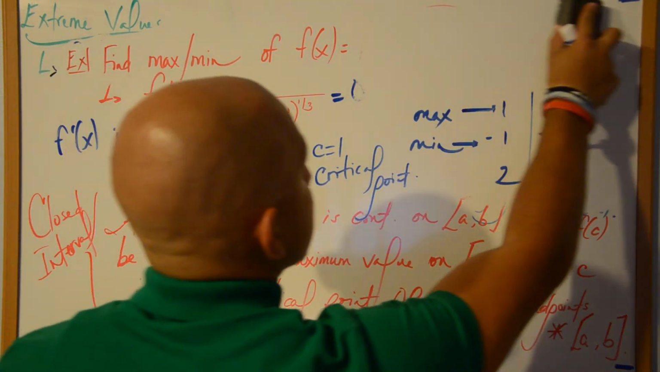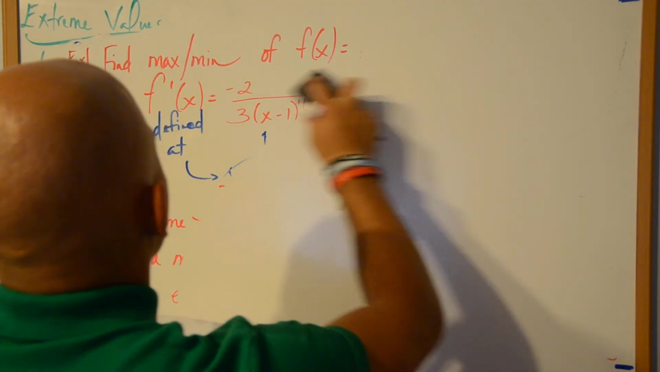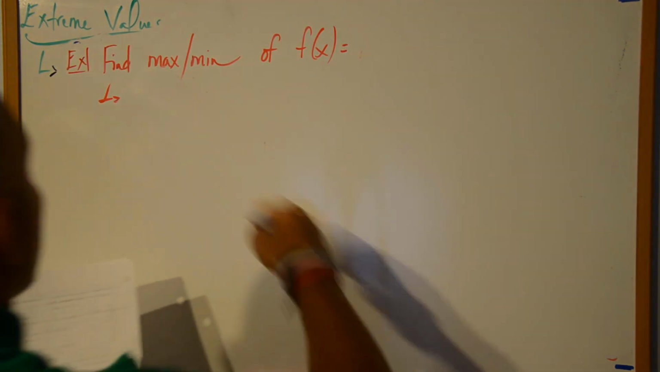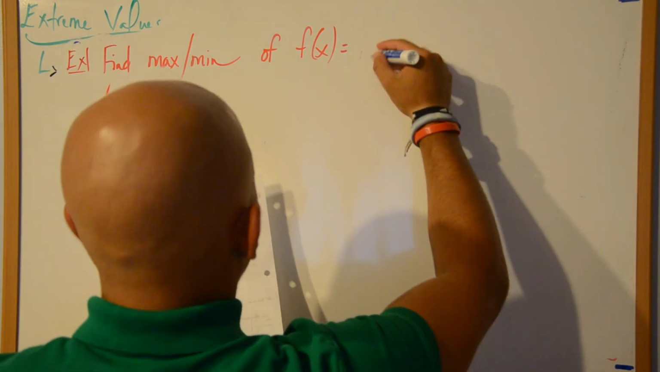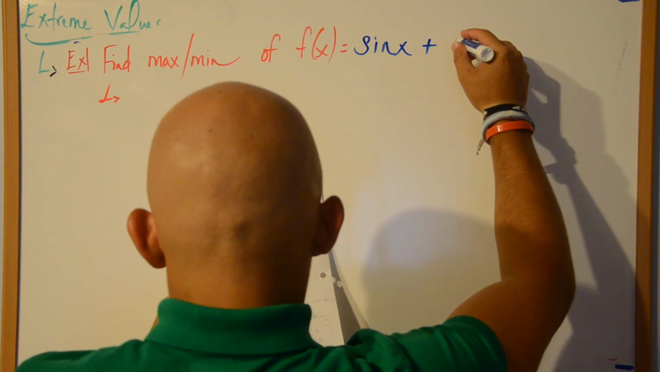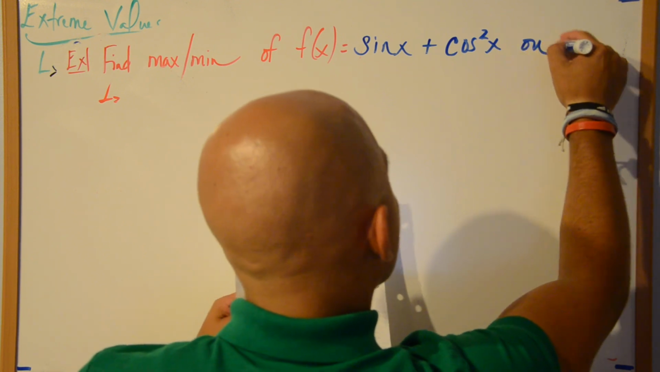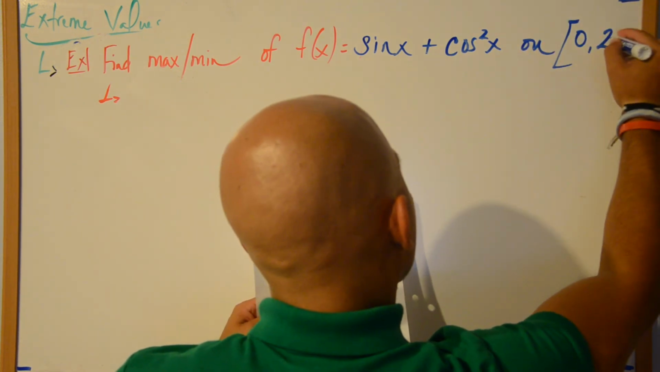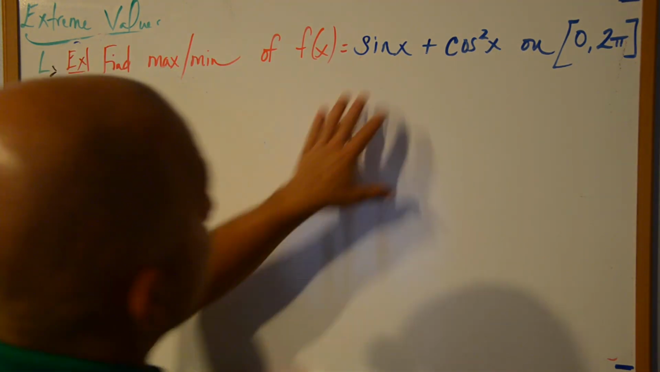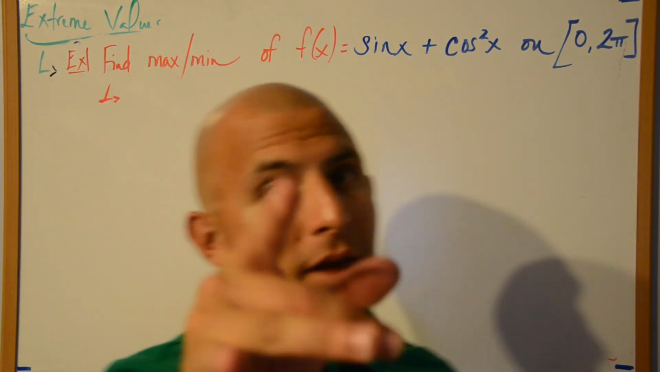And I'm actually going to sign off, but I'm going to give you one to do without me there to assist you. So find the max and min of one of my favorite functions. Alright, so find the maximum and minimum values of sine of x plus cosine squared of x from 0 to 2 pi. And we're going to talk about that in class.